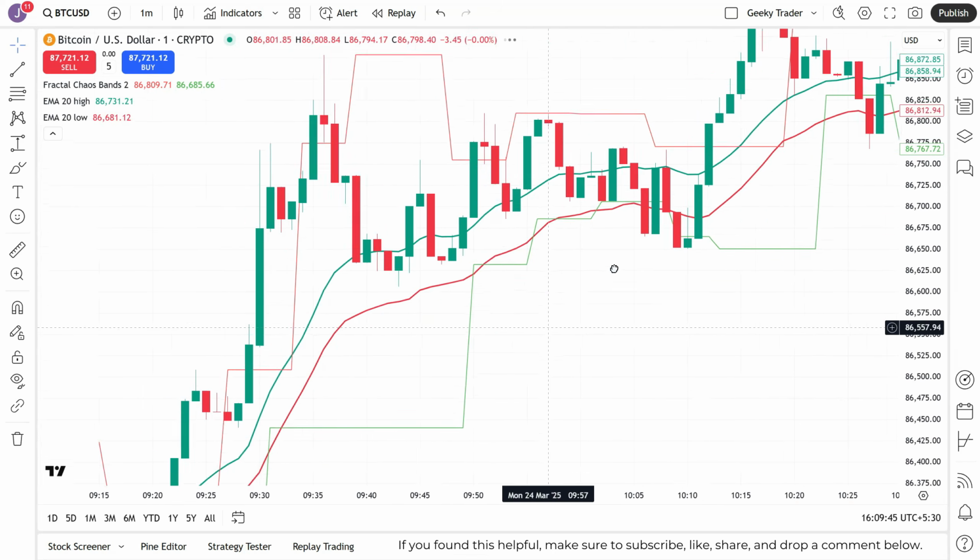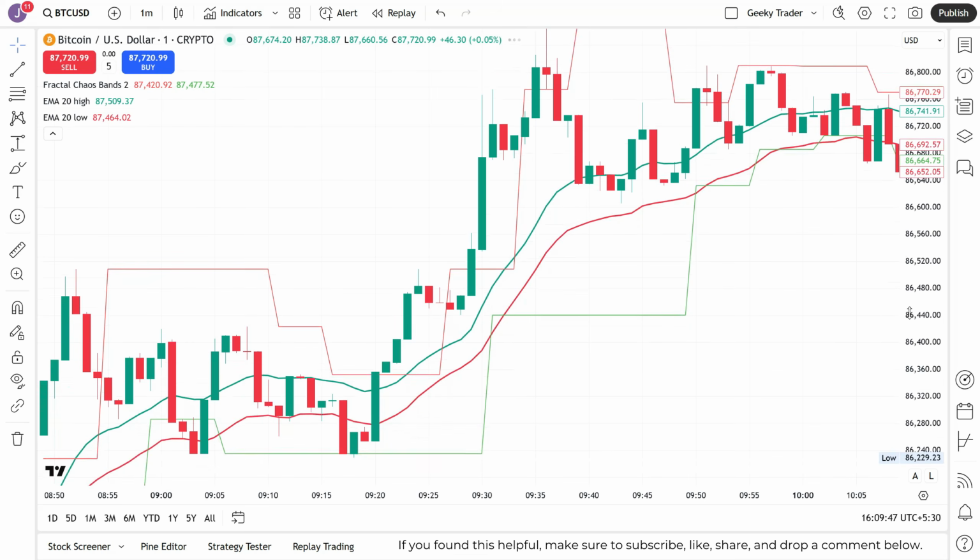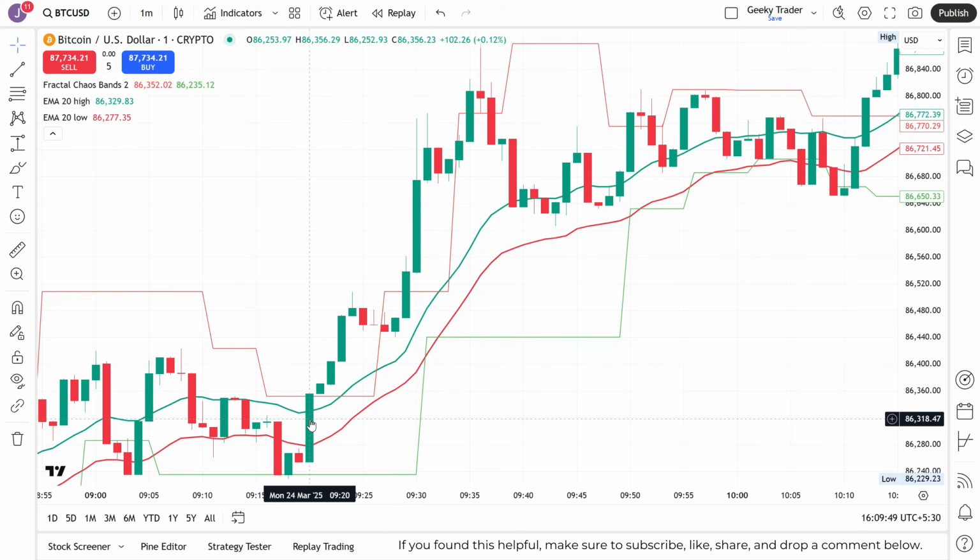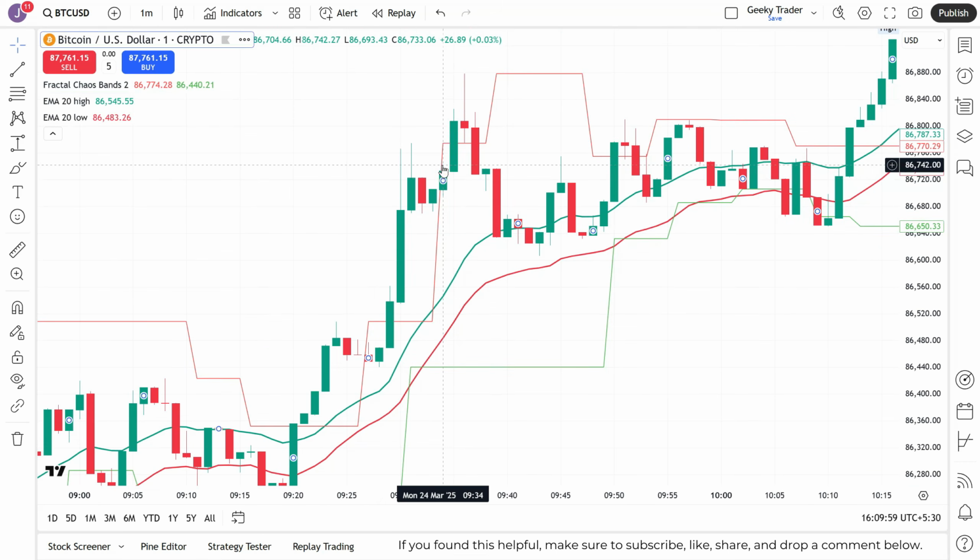Final example. Now let's look at one more example to understand the buy setup. Here we see that the price has closed above the 20 EMA high, green line, and has also broken above the upper fractal chaos band. This confirms a buy signal. For managing the trade, stay in the trade as long as the price remains above the 20 EMA high, letting the trend continue in our favor. Exit the trade when the price reaches the upper fractal band, which often acts as a resistance level.